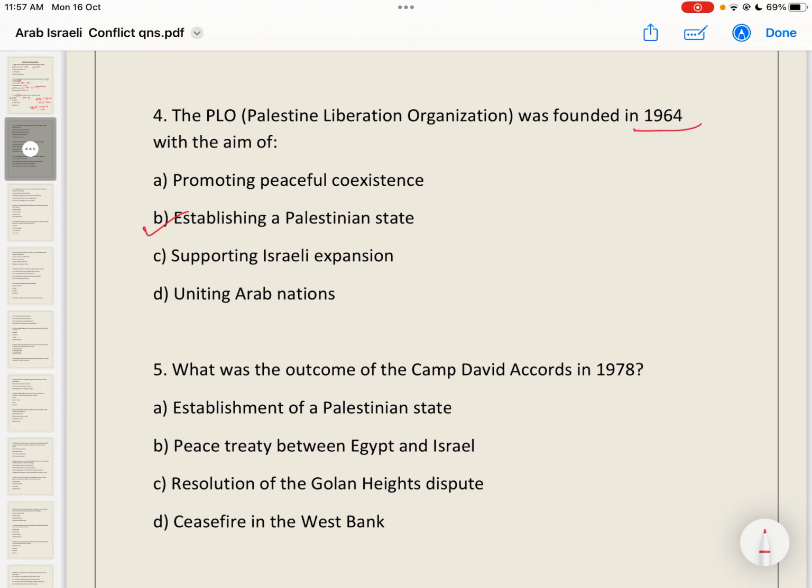You need to remember that they were founded in the year 1969, and they are the ones with whom Israel normally conducts negotiations. Obviously, with terrorist organizations such as Hamas, you do not expect a negotiation to happen, right? So any negotiation with respect to Palestine happens with the Palestine Liberation Organization.